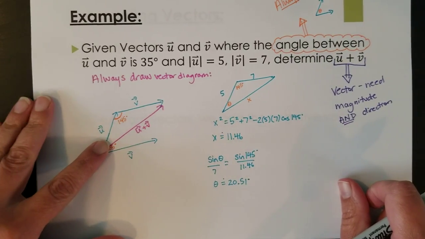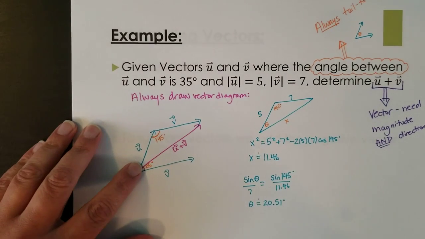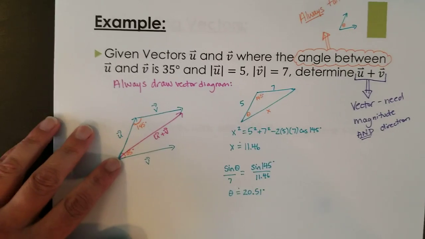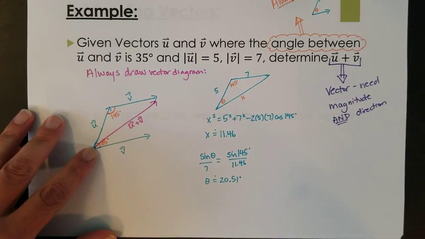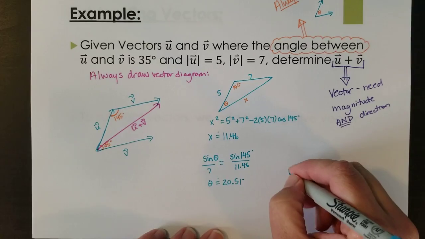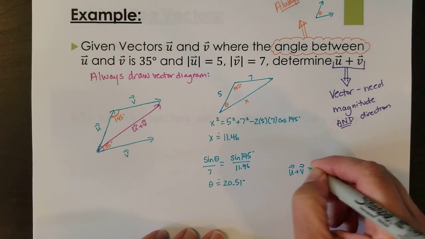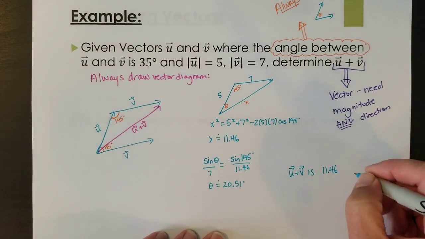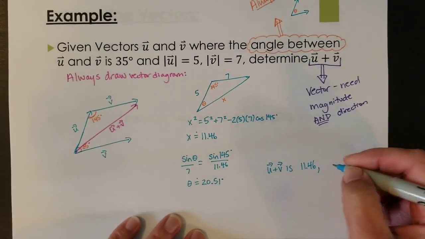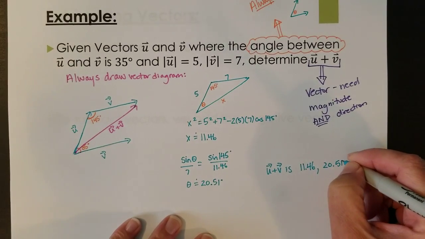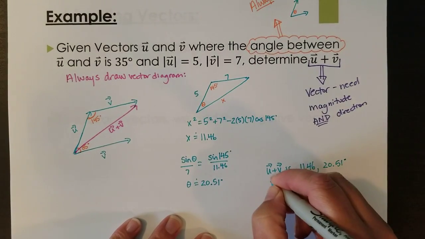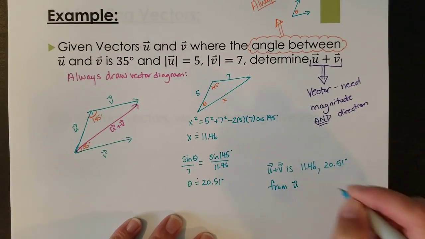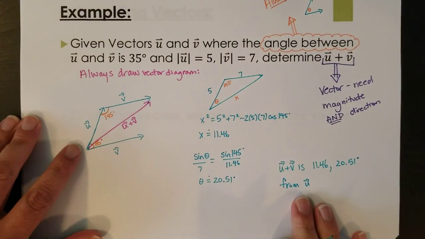Okay, so now we've got the angle. This 20.51 would be this angle in between u and my resultant pink vector of u plus v, and we know the magnitude. So I'm going to summarize that u plus v is 11.46, and it's 20.51 degrees. And this part tends to be a little tricky for people. It's from U, so I'm measuring that 20.51.